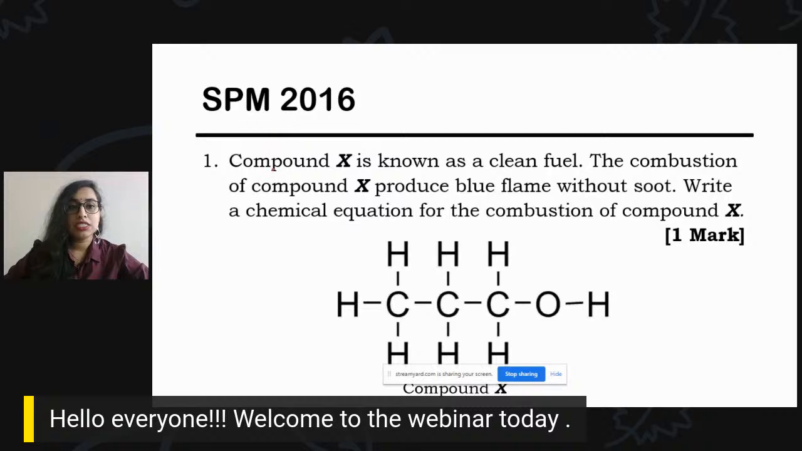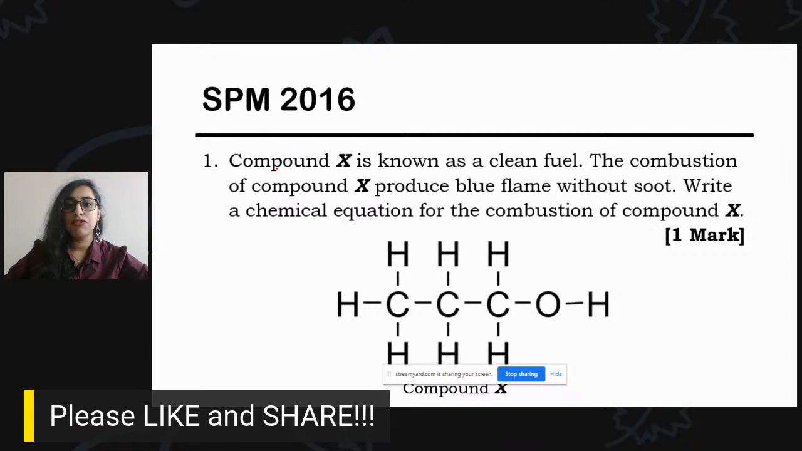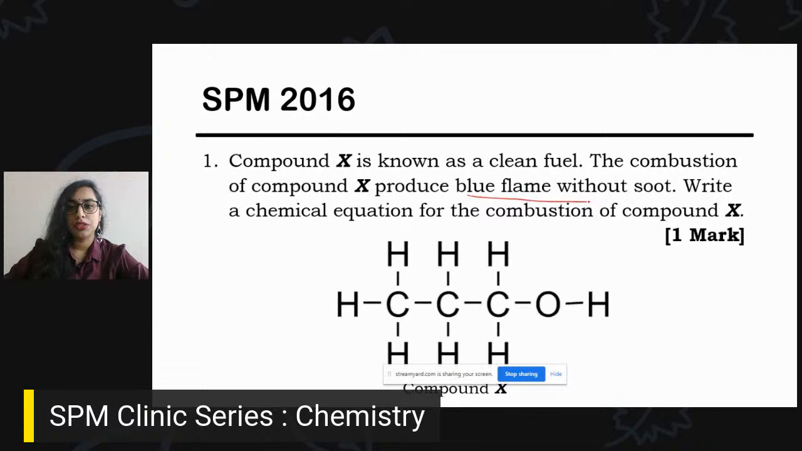So let's read the question first. Compound X is known as a clean fuel. The combustion of compound X produces blue flame without soot. Write a chemical equation for combustion of compound X. So let's look into what is the compound X. This compound X has 1 carbon, 2 carbon, and 3 carbons, so it is C3. And how many H do we have? 1, 2, 3, 4, 5, 6, 7. So there's H7 and there's OH. So this is the compound X.